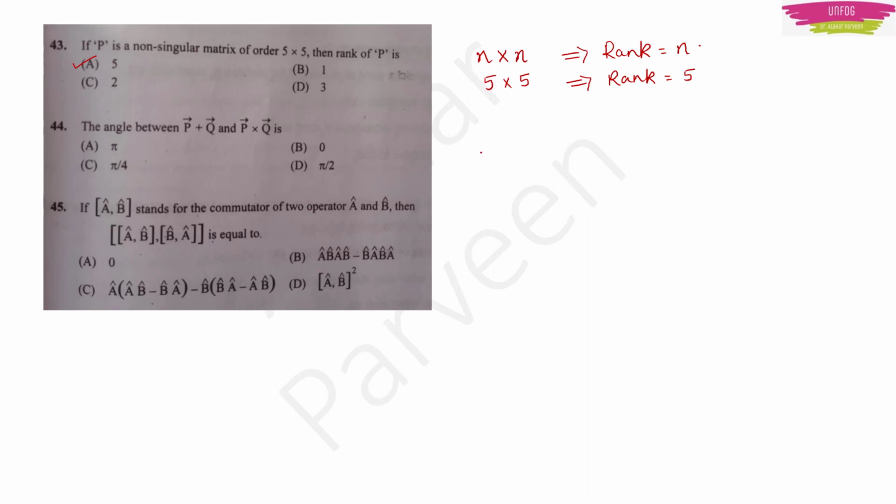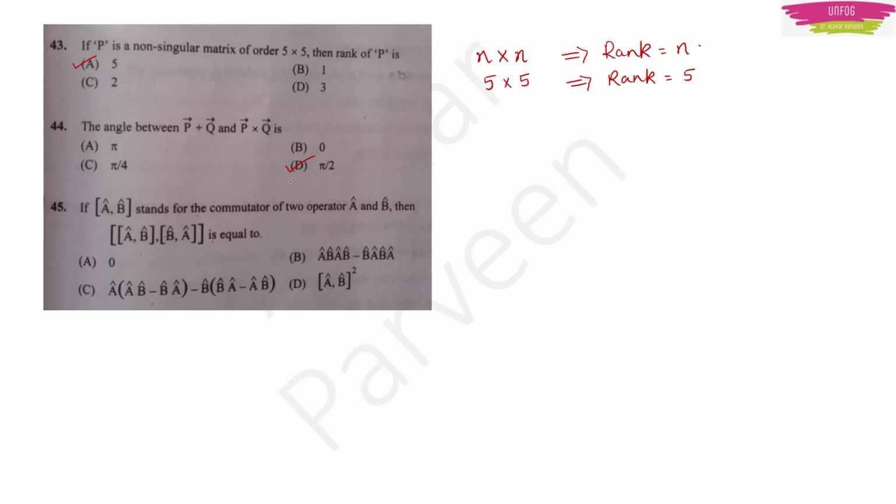Okay, next question. The angle between P plus Q and P cross Q is. Now P cross Q is perpendicular to the plane which contains P and Q. Isn't it? P cross Q, the vector product itself says that it will be perpendicular to the plane containing P and Q. Then the angle between P plus Q and P cross Q will be 90 degree. So option D is the right answer.